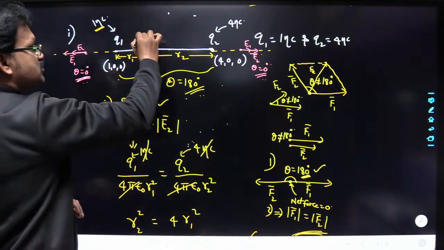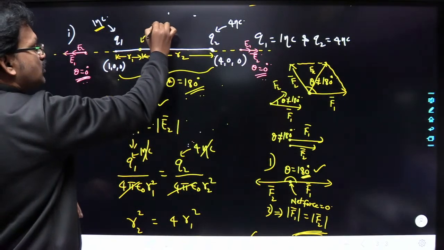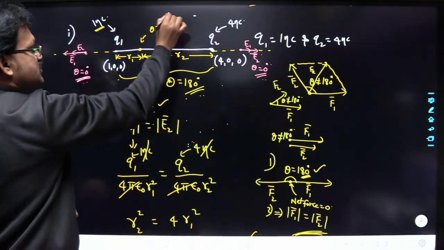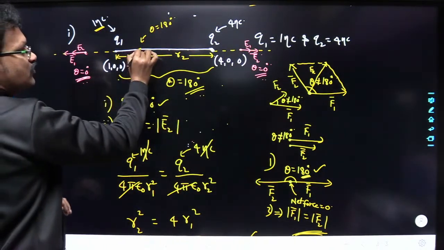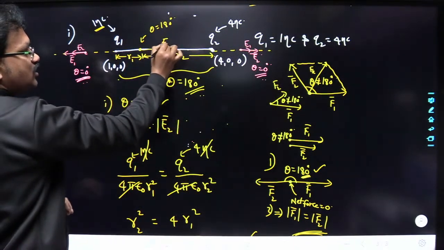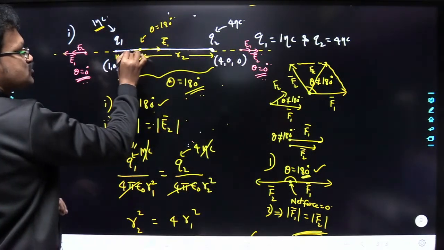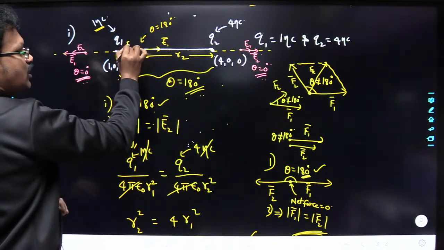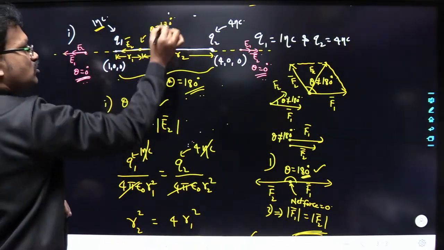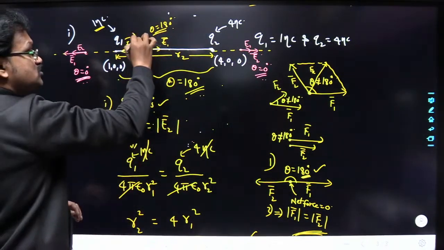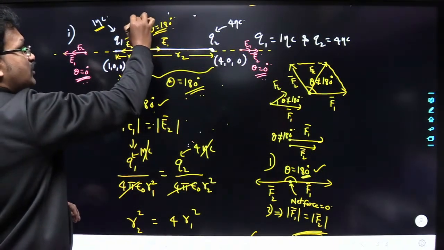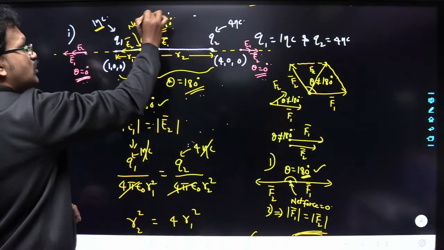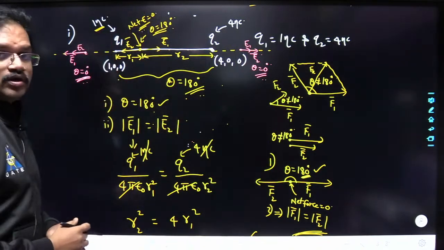At this location, theta is equal to 180 degrees, right? Due to Q1 the electric field is going to point in this direction, and due to Q2 the electric field is going to point in this direction, and theta is equal to 180 degrees. So at this location the net electric field must be equal to 0.